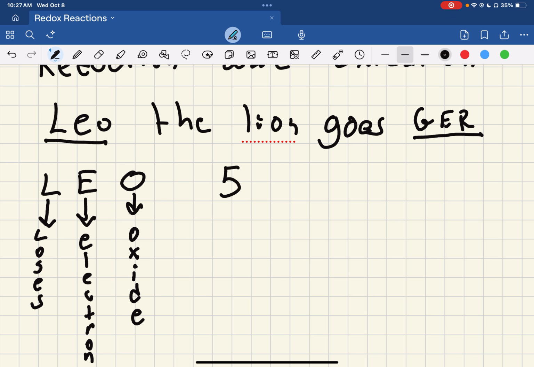I'll put a little line right here because it might help you guys remember. Oh, what are we doing here? That kind of looks like a line, right? That's as best as I can do. All right, so we got Leo the lion goes GER.